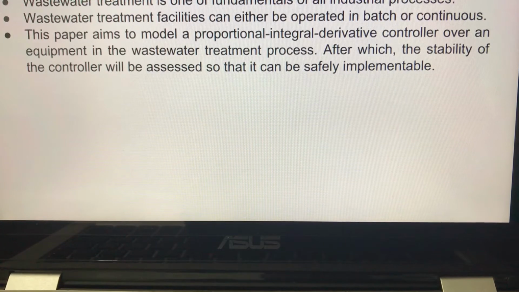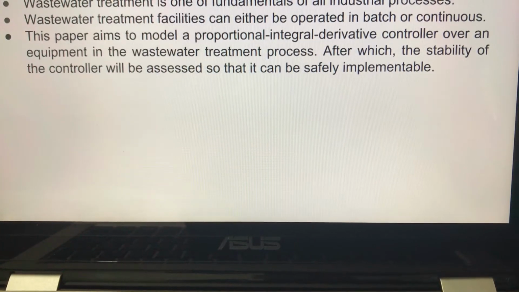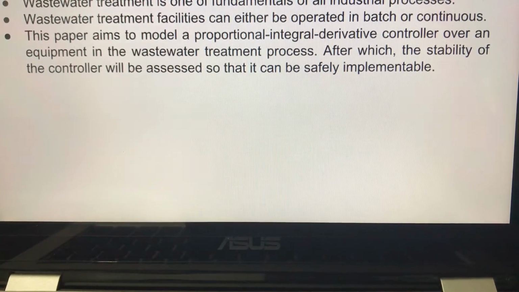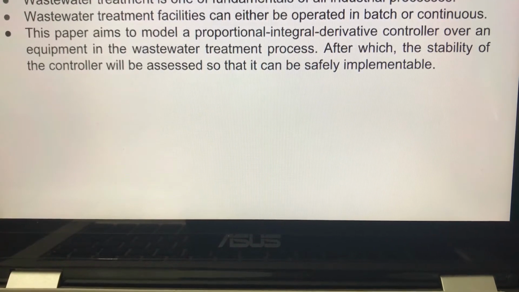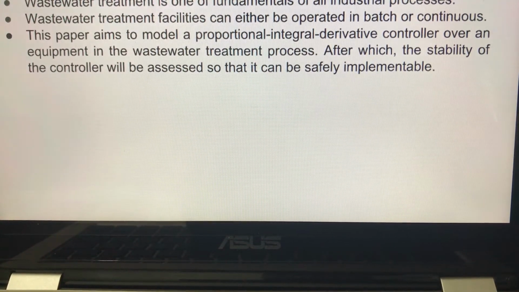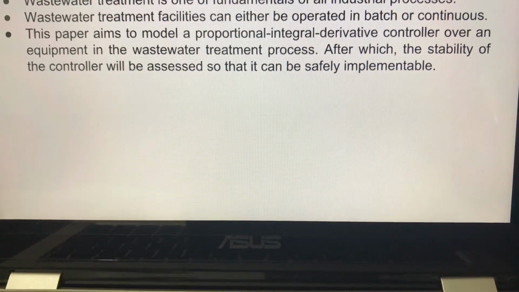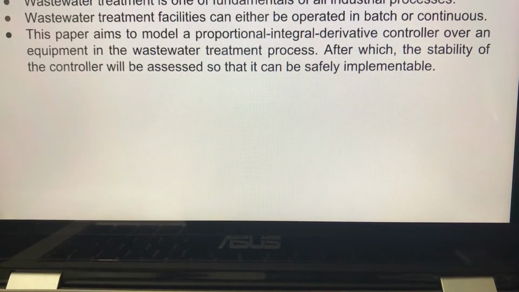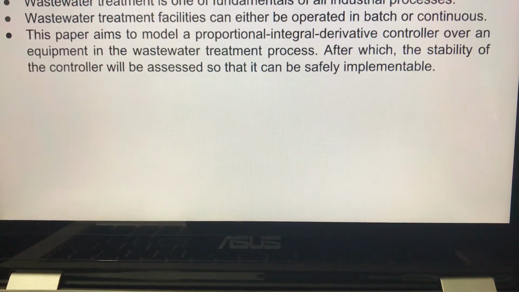Wastewater treatment is one of the fundamentals of all industrial processes. It can either be operated in batch or continuous. This paper aims to model a proportional integral derivative controller over an equipment in the wastewater treatment process, after which the stability of the controller will be assessed so that it can be safely implemented.